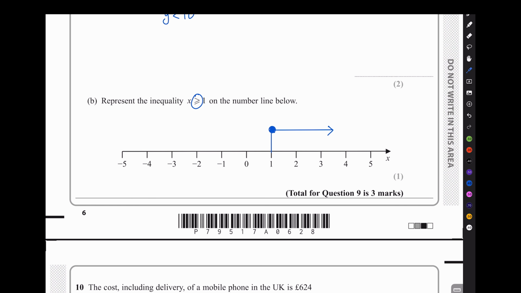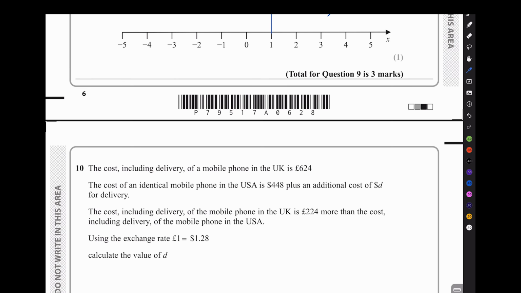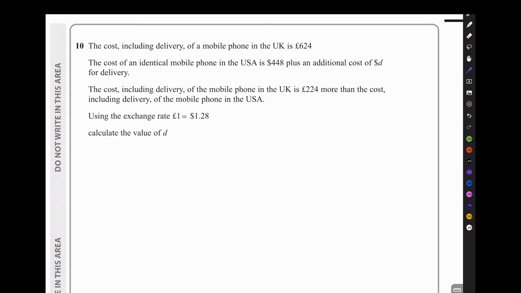Anyway, if it's greater than or equal to 1, then the circle should be closed, and if it's just greater than, then the circle should be open. Okay, that's it. Moving on.